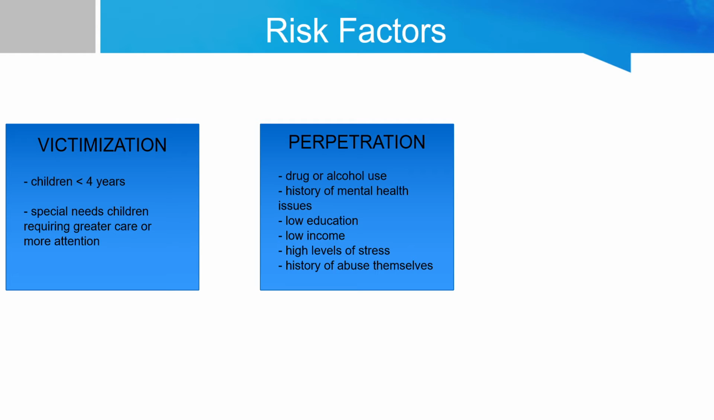Risk for perpetrating physical abuse can include drug or alcohol use by the parents or caregivers. If the parents or caregivers have a history of mental health issues, this also puts them at a higher risk for committing child abuse. Lower education, lower income, and high levels of stress also can lead to situations where child abuse arises. But significantly, parents or caregivers that have a history of abuse themselves are likely to commit abuse when they have children or children under their care.